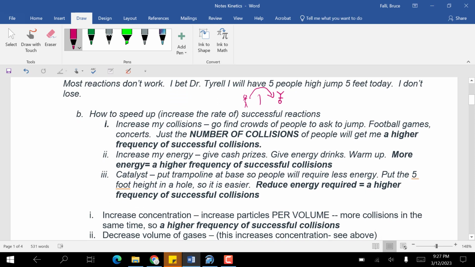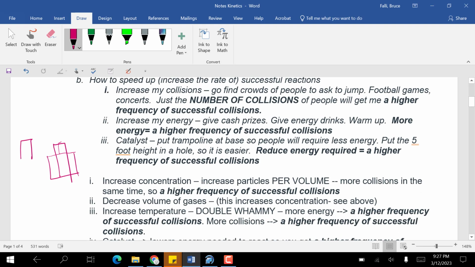A catalyst. I could put a trampoline at the base so that people require less energy. Or if my high jump is 5 feet tall, I could put it in a hole. It's set at 5 feet, but it's in a hole, so more people can do it. If you reduce the energy required, you get a higher frequency of successful collisions. Can you tell we're looking for a higher frequency of successful collisions? This frequency of successful collisions is where we're focusing on rate, not number, rate.